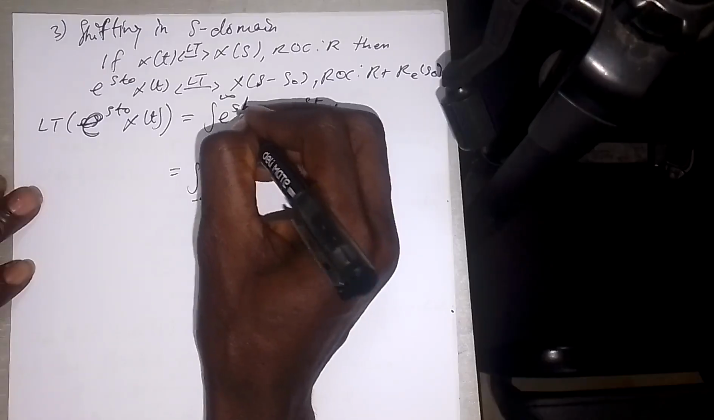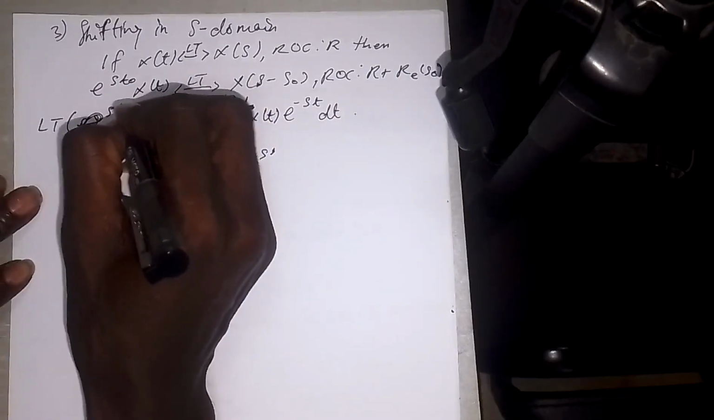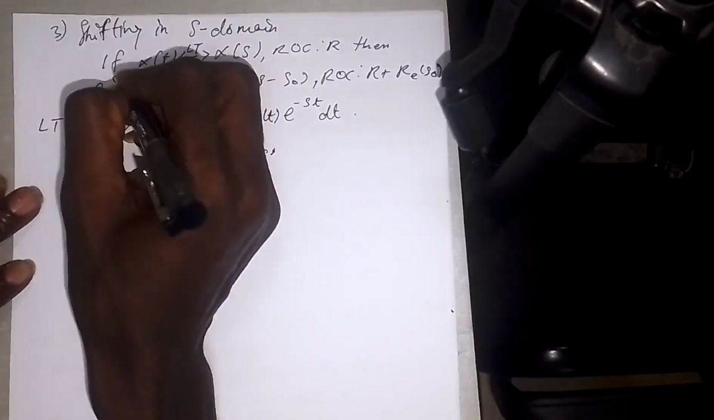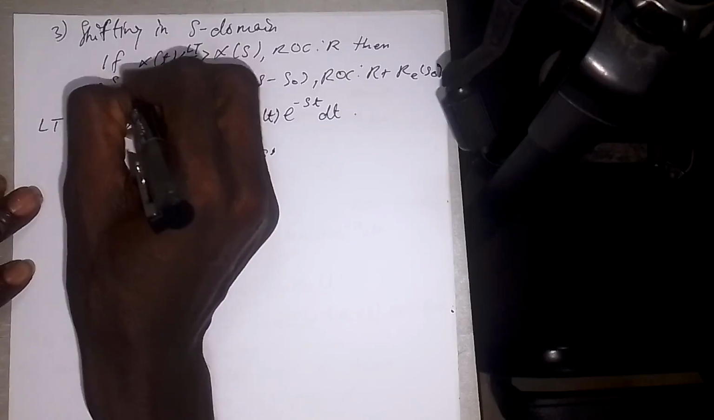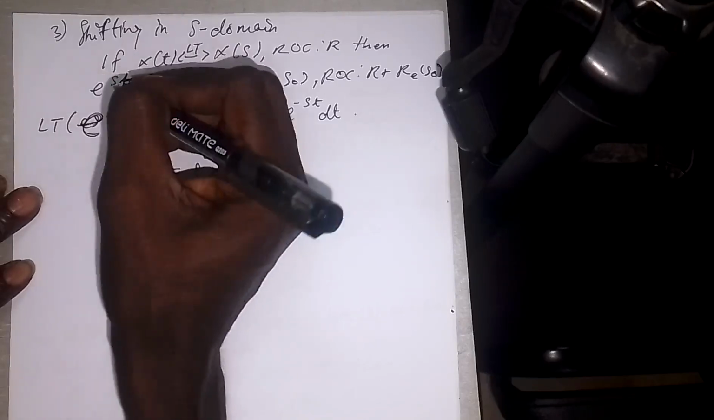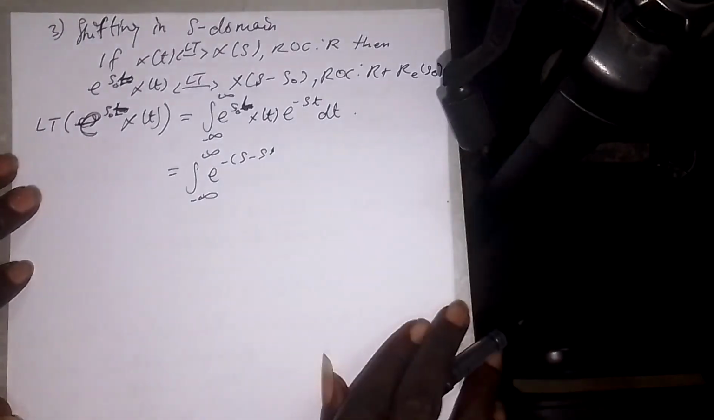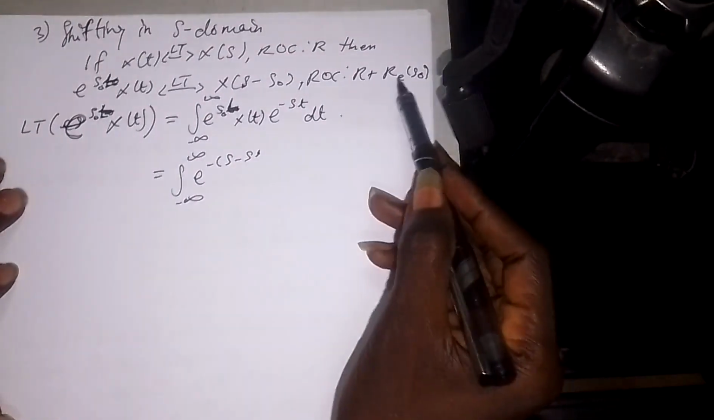But the s naught is here. Okay, sorry. So basically it's e^(s_0 t) x(t), and the s naught is here. It's when I was doing the differentiation that I realized. Okay, it's e^(st), and the s naught is here. So how come here you see where our ROC of what?